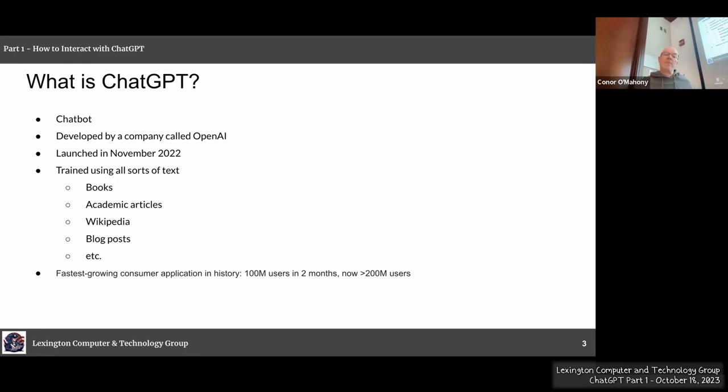So this chatbot has been trained on all sorts of text, books, academic articles, Wikipedia, blog posts, and a lot more. We'll see more details about that, I believe, next week when we talk about the training of the system.